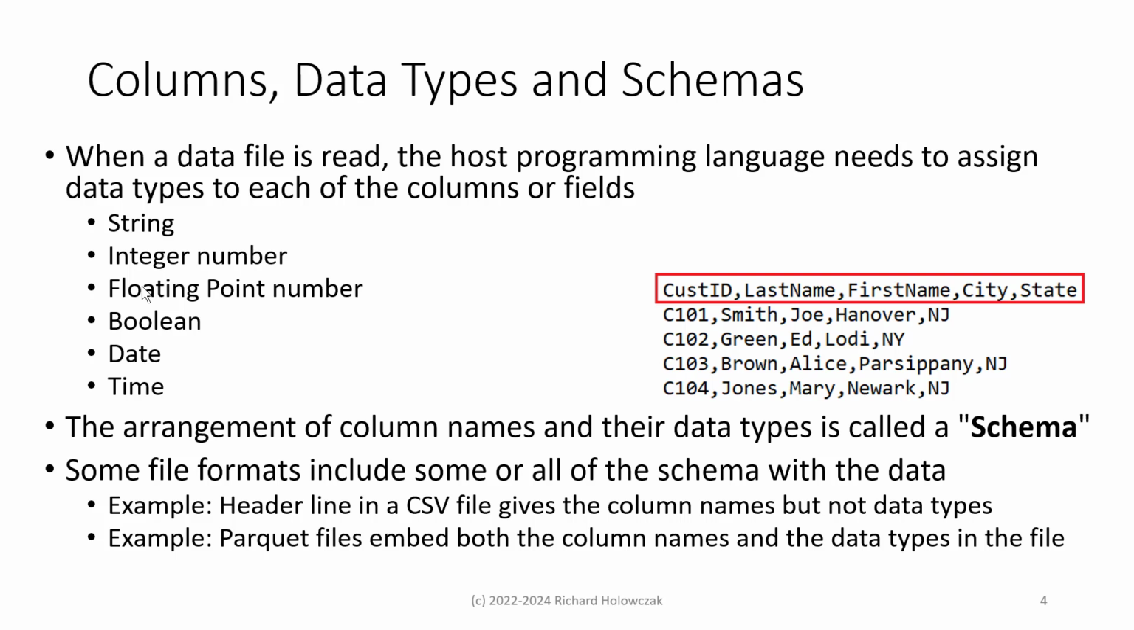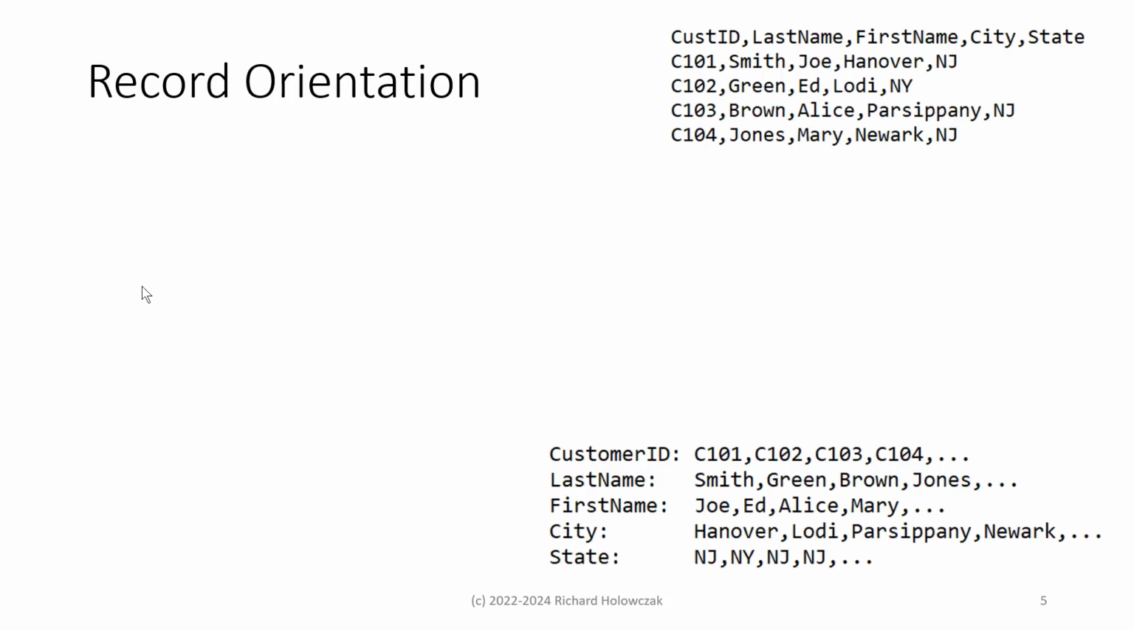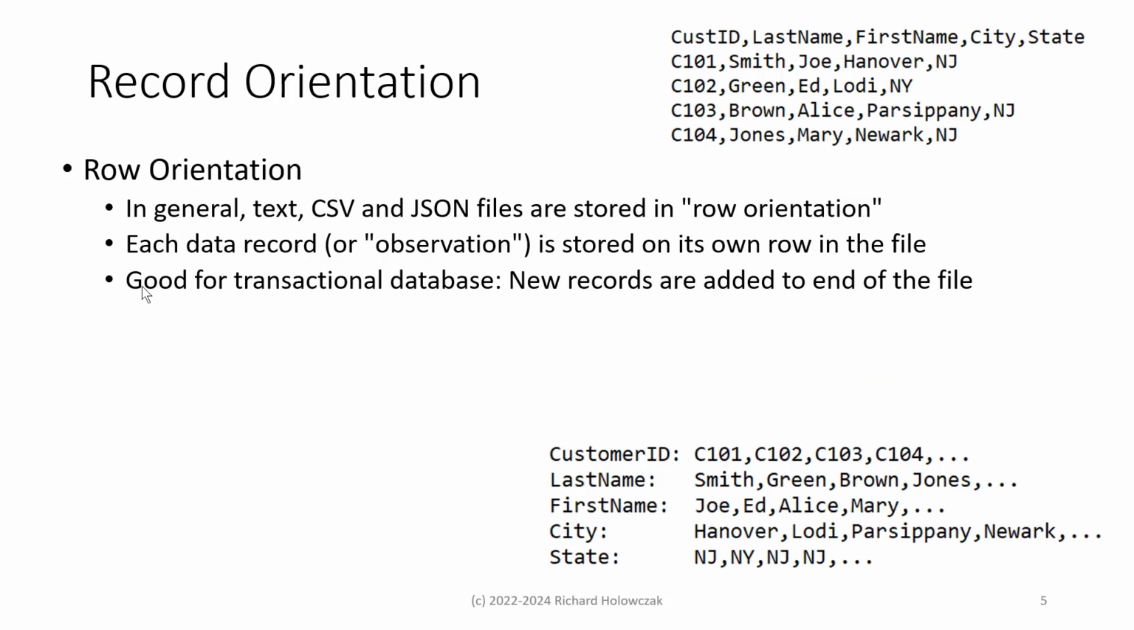and that embeds both the column names and their data types within the file along with the data. So this helps when we need to read that data. We already are given what the names of the columns and their data types will be. Next, we're going to talk about record orientation.